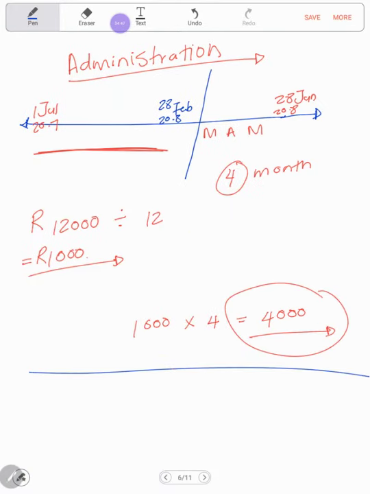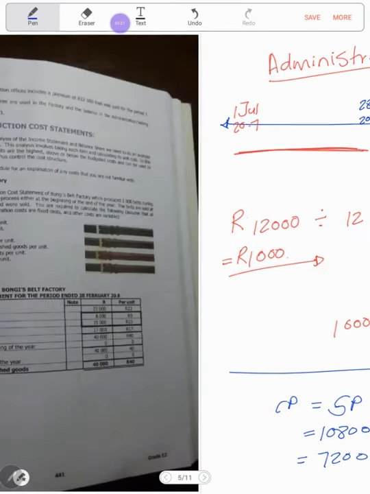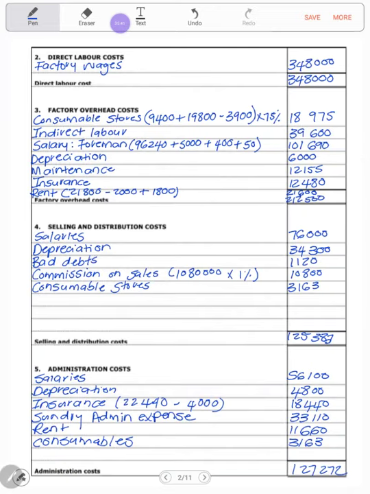And then they told us our markup. Now remember, your markup will be selling price minus cost price. No, sorry, that is to work out markup. You want to work out your cost price. Cost price equals selling price times 100 over 150, basically 100 plus the markup. Our selling price was 1,080,000 times 100 over 150. And you should have gotten 720,000. So I'm going to place my 720 over there, always in brackets. And now I can get my gross profit worth 360,000. Okay, and it is that simple.